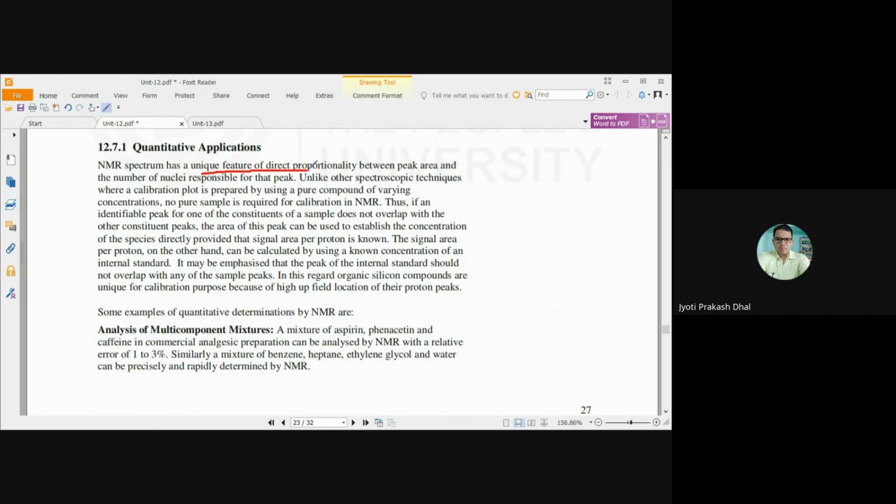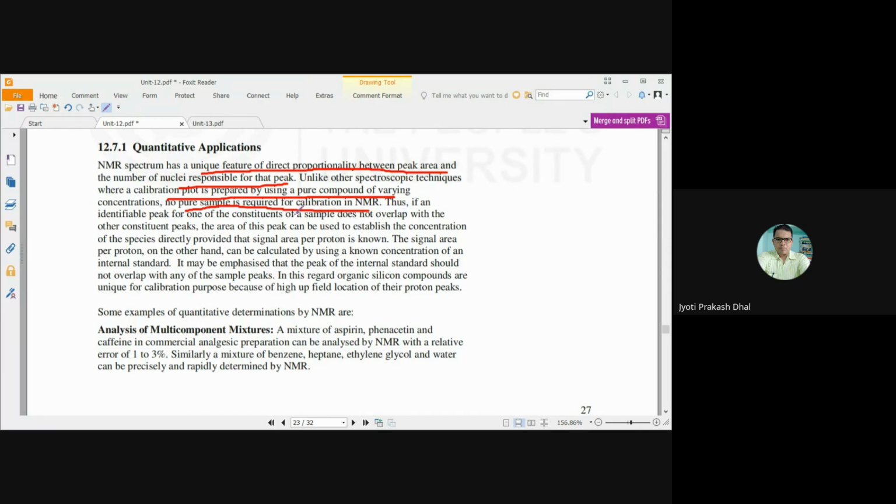The NMR spectrum has a unique feature of direct proportionality between the peak area and the number of nuclei responsible for the peak. So we have studied that. If the number of nuclei responsible for that peak is increased, then the peak area will be increased. Unlike other spectroscopic techniques where a calibration plot is prepared by using pure compound with varying concentrations, no pure sample is required for calibration in NMR.